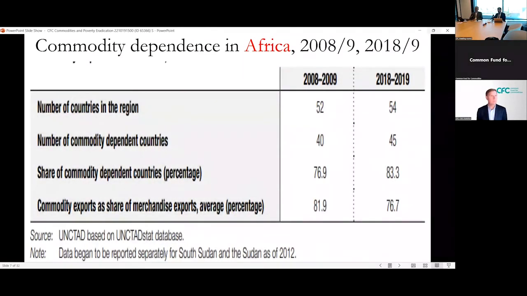This is the picture you get for Africa, and you can see here that African countries in particular, while very rich in terms of producing commodities, remain relatively poor. And this is, I think, important for us to recognize and to reflect upon as we think about efforts to try to improve the lot of commodity producers. Next, please.